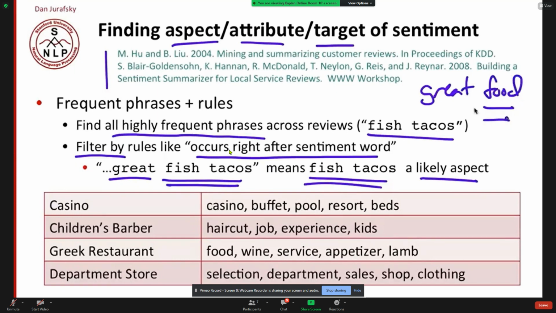So if we see food occurring very often in a review, and we see the words great and terrible and awful before it a lot, we know it's probably an aspect that people are applying sentiment to. And this can be used automatically to find sentiment for lots of things. So Blair-Goldensohn et al. used it, for example, for reviews of casinos to find that words like casino, buffet, pool, resort, and beds are the kind of things people comment about in reviews of casinos.